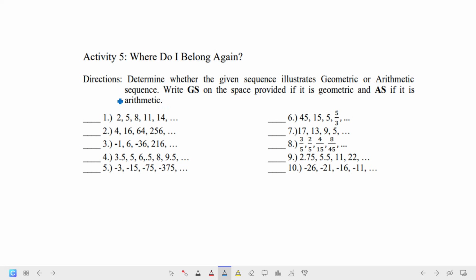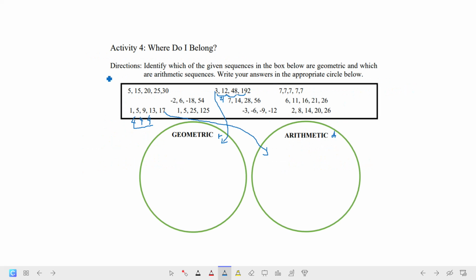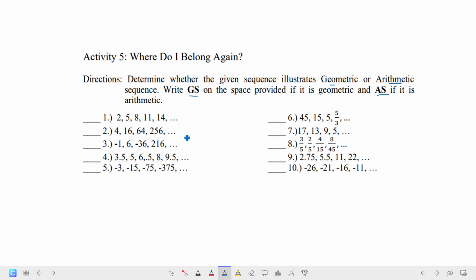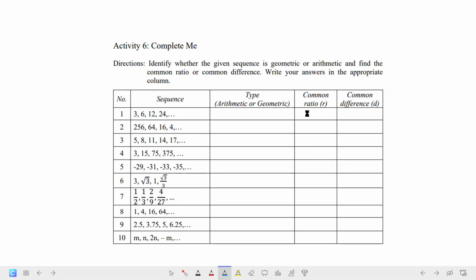Okay, so this is the direction. Write whether the given sequence illustrates geometric or arithmetic. So we just write GS for geometric or AS for arithmetic. The same, just like here, sulat mo lang dito kung nasaan siyang kabilang. Ito naman, i-determine mo kung isusulat mo, should say na GS or AS. The same, kung merong common ratio, geometric. Kapag merong common difference, AS ang isasagot. Okay? So, proceed to the next.